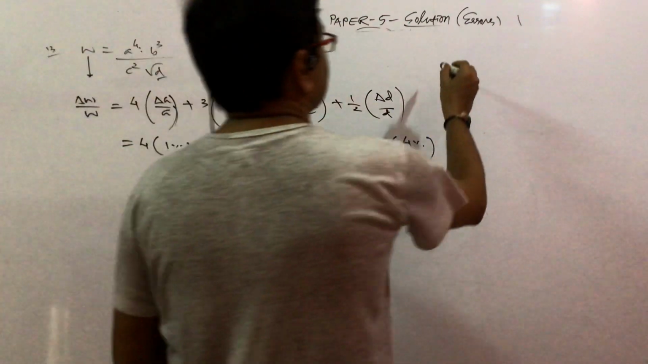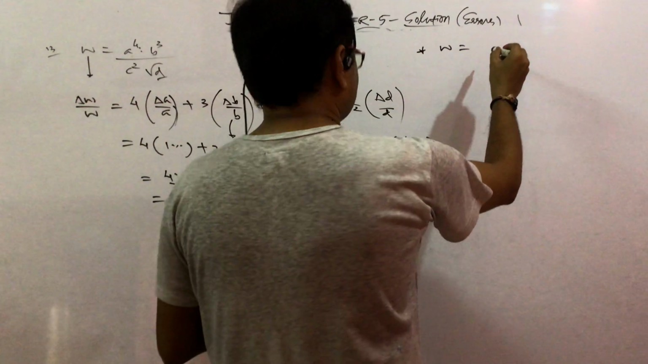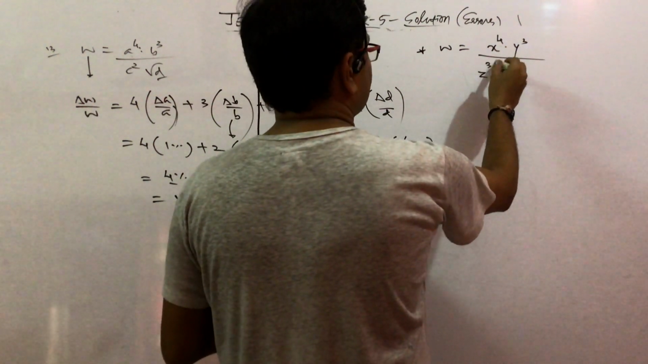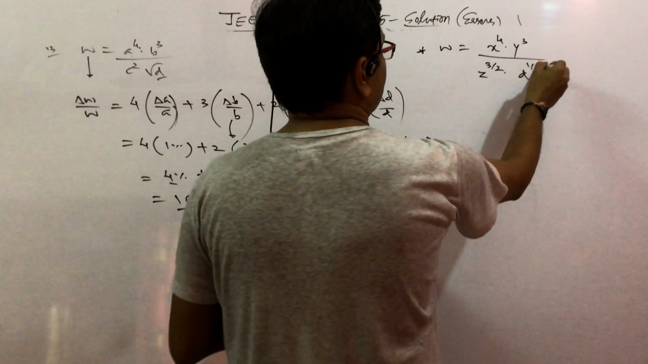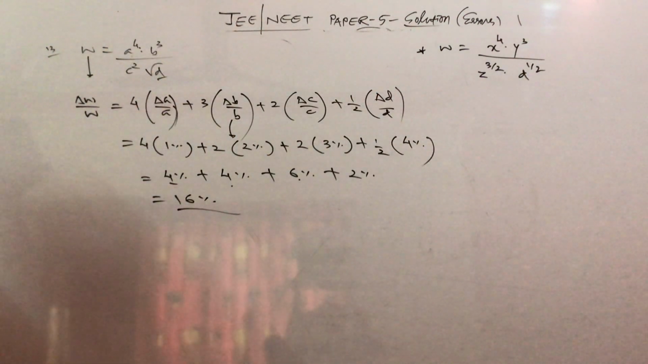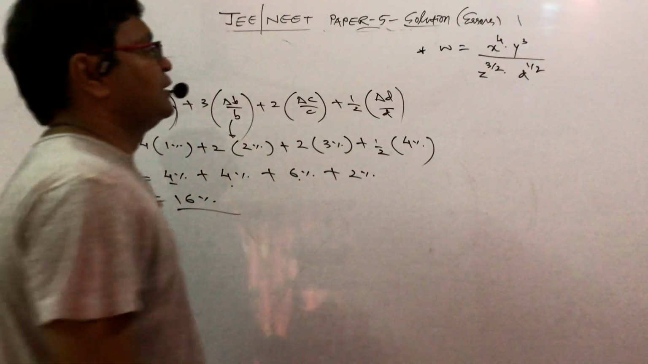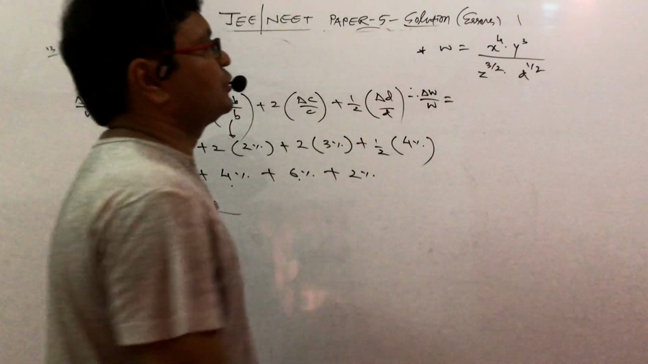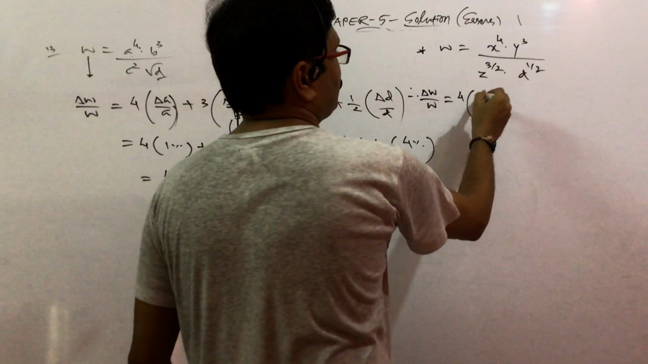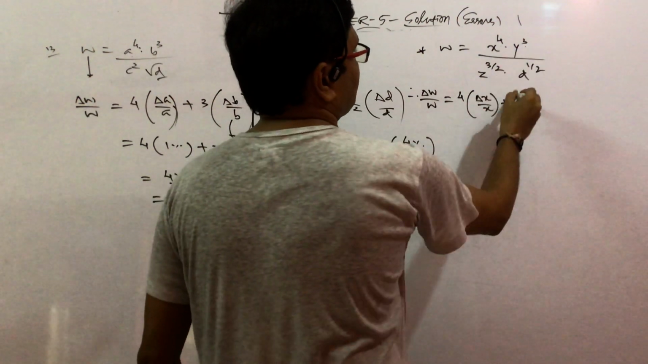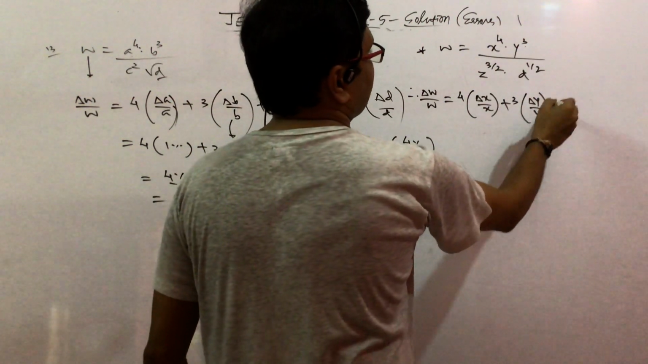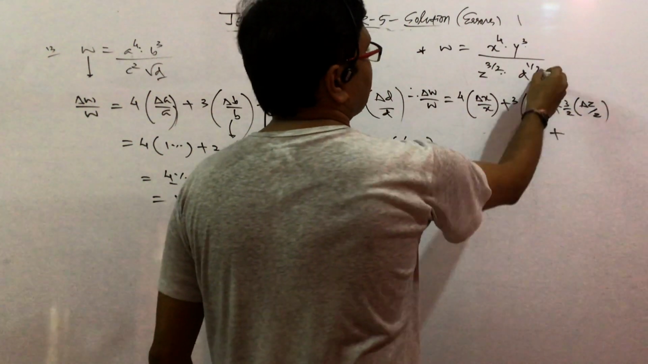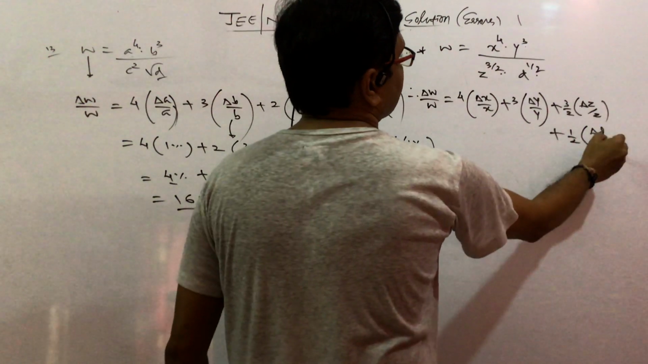Similarly, the same question here. So W is equal to, let's practice, x raised to 4 y cube upon z raised to 3 by 2 and d raised to 1/2. I kept more such questions because you know NEET has the highest chances of this. So delta W by W, let's see, what will be its formula? What is the power of x? 4, so 4 delta x by x, then cube, that means 3 delta y by y, power of z 3 by 2 delta z by z, and power of d is 1/2 delta d by d.